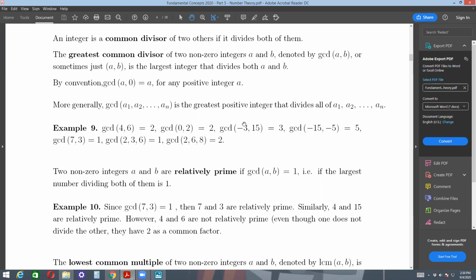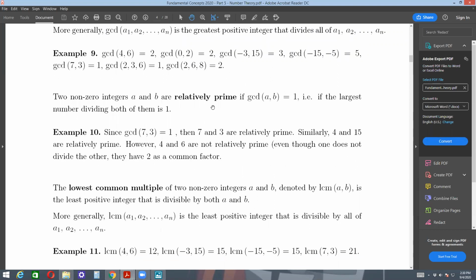Right, some examples here, I won't go through those, they're straightforward. This definition is important. Two things are relatively prime if the highest number that divides both of them is 1. Basically, they have no common prime divisors.